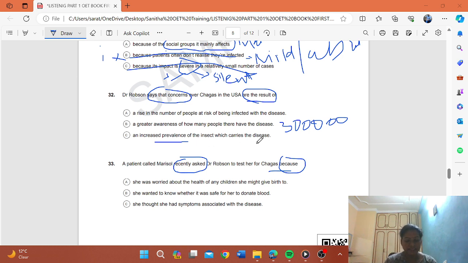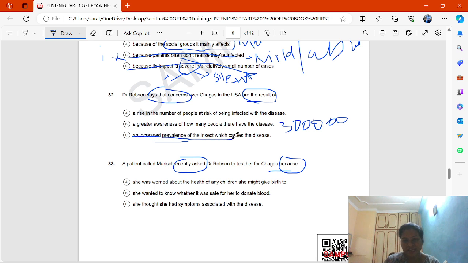The insect carrying the parasite is actually endemic to the southern U.S. state since 1955. However, no more than 30 people have been bitten. So here it is written, an increased prevalence of the insect which carries the disease. So it is a contradiction. Okay, but it is not matching 100%. So we can eliminate this option.